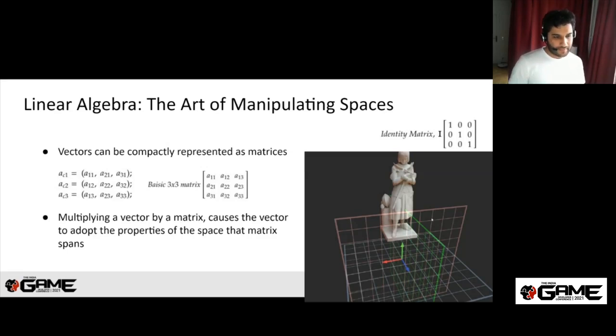The special thing about a matrix is that if you take a point in a space and you multiply it with a matrix, the point adopts the property of the space which that matrix creates. By extension, if you take an entire 3D model, which is made out of many different points, and you run that through the matrix, you make it so that the properties of that space are carried over on that 3D model. What do I mean by that?